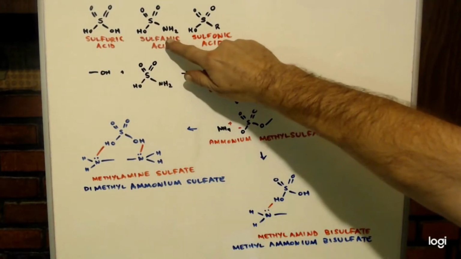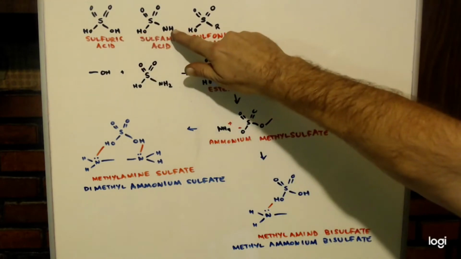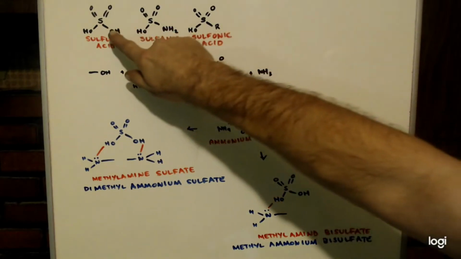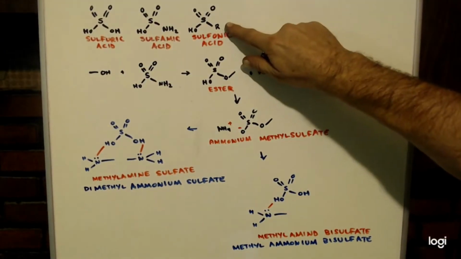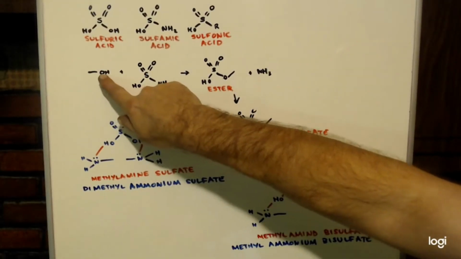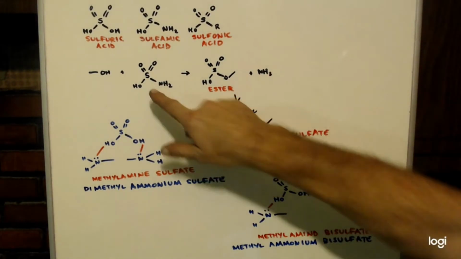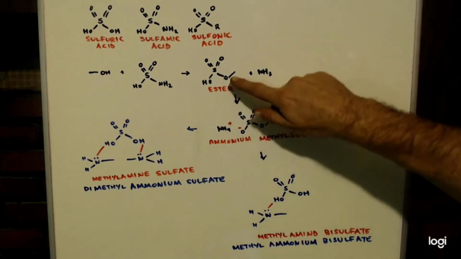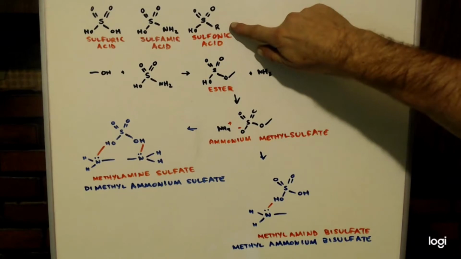Here's sulfamic acid. They replaced the hydroxy group with an amine. And here's sulfonic acid. You replace the hydroxy group with an alkyl group or any kind of hydrocarbon, methyl group, ethyl, whatever. I was telling him that you add your methanol and your sulfamic acid, and a catalyst, or heat it up to higher than 100 degrees, and you'll get sulfonic acid.